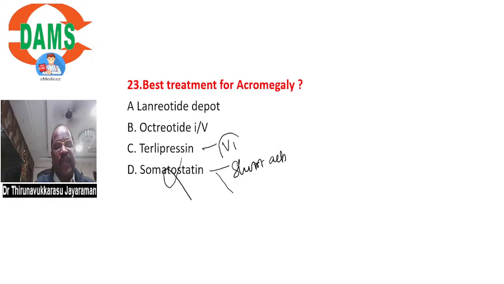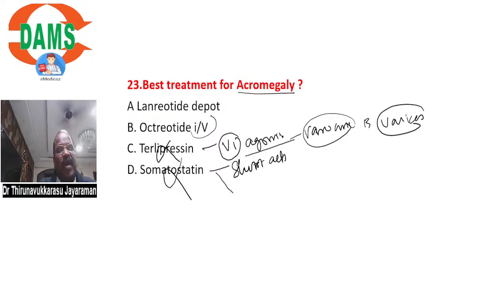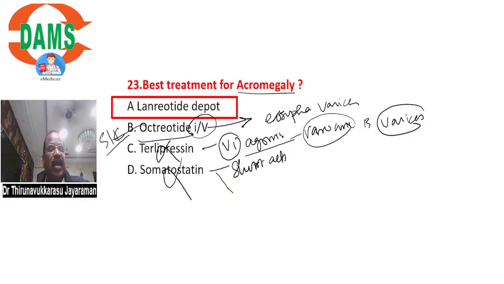Terlipressin, a V1 agonist of vasopressin, is useful as a vasoconstrictor, useful for treatment of esophageal varices. So ruled out. So options are either lanreotide depot or octreotide IV. See, acromegaly is a condition where we don't go for IV. Octreotide IV is only for treatment of esophageal varices. Okay, normally it is given subcutaneously. So the answer for this question, option A, lanreotide depot preparation. That's the best answer. To explain further, look here.